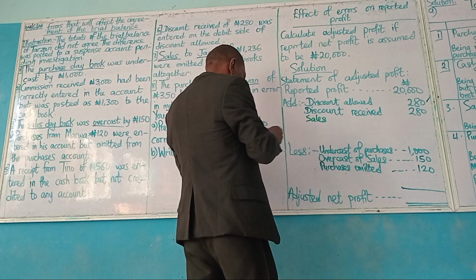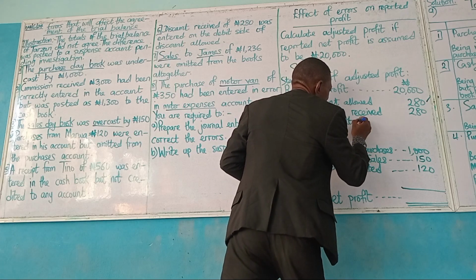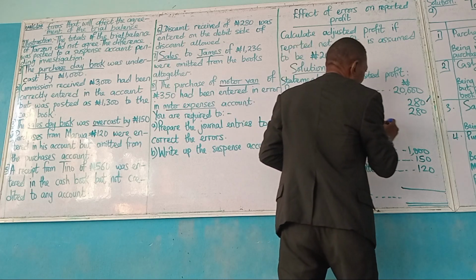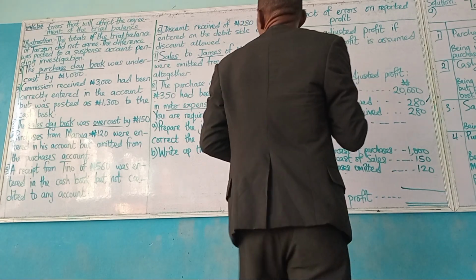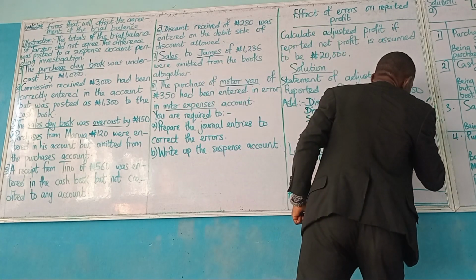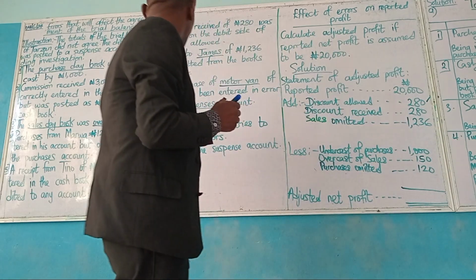Sales omitted will be added back to increase our profits. That is 1, 2, 3, 6. And finally, number 8.